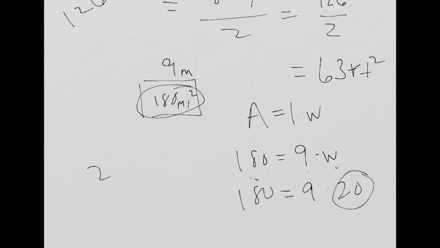So our answer, again, would be 20 miles, because we were looking for a width. We were given an area which had its units squared. So we would have 20 miles.